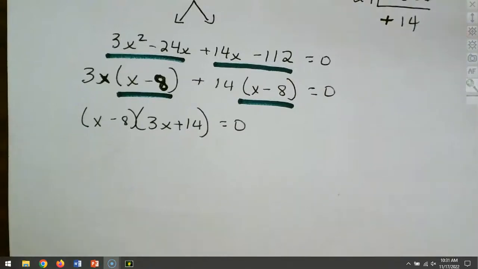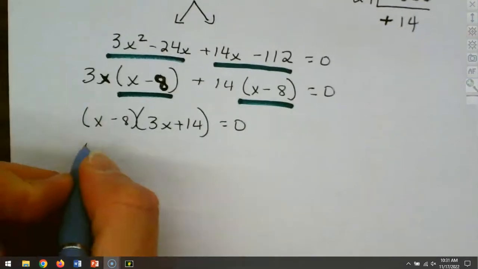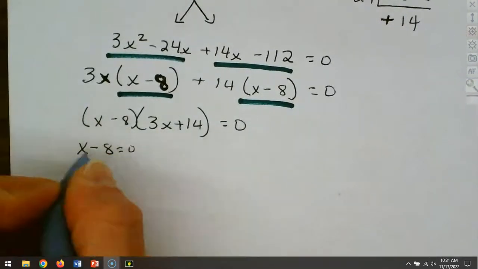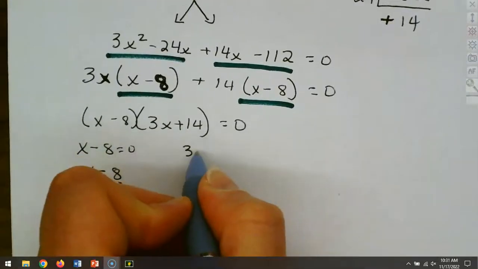Remember how to do these? I know it's been a long time since we did factor by grouping, but it's still a skill you have to have. x minus 8 equals 0. So one solution is x equals 8. What about the other one?